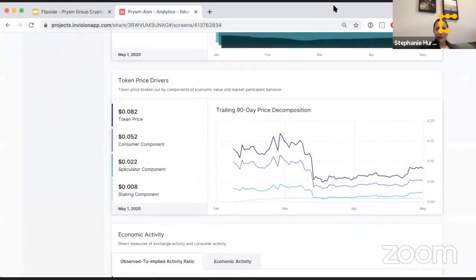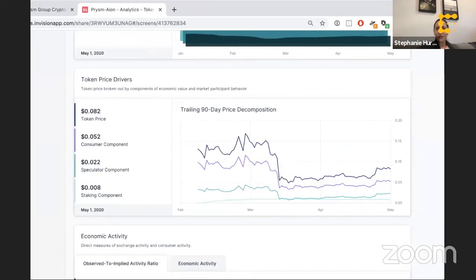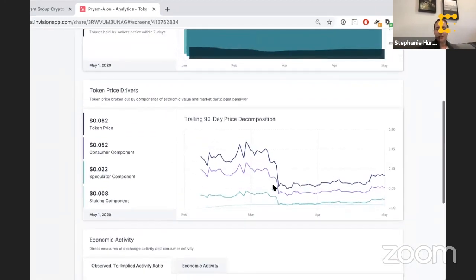I'm going to pull up the token price decomposition for the Aion token for the past 90 days. So this is what you see here. As you can see, the Aion token price has ranged between about 8 cents and about 15 cents. The token price is this navy line here.